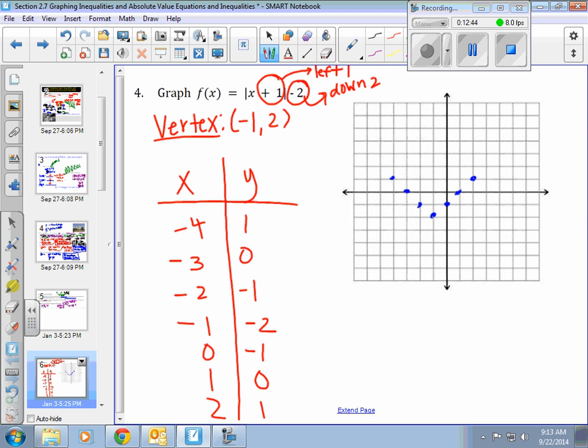Once you do that, you see that you have your V shape. And you should see that your vertex came from the point 0, 0. Was it shifted to the left 1? Yes. And was it shifted down 2? It was. So that is the proper graph of that absolute value function.